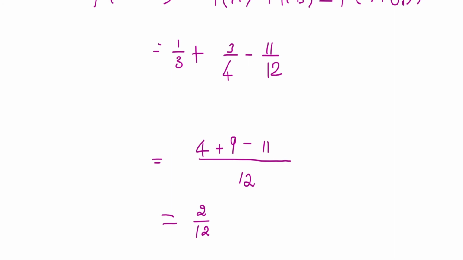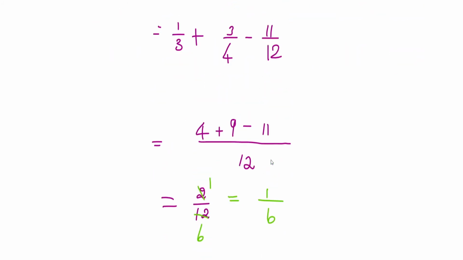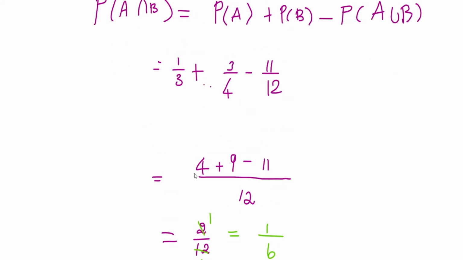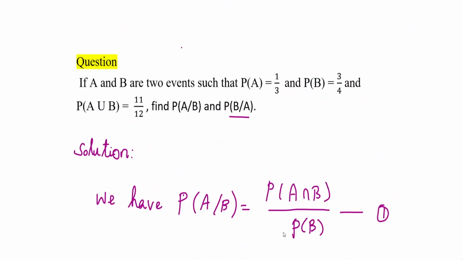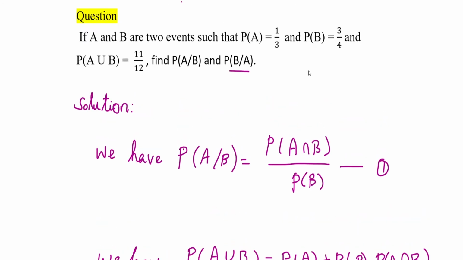Now simplifying this term, 2 divided by 12 is 1 by 6, since 1 into 2 is 2 and 6 into 2 is 12. So this is the value of P(A ∩ B). Now substitute this value of P(A ∩ B) in equation number 1. By 1 we know that P(A|B) = P(A ∩ B) / P(B). P(A ∩ B) is 1/6 and P(B), which is given in the question, is 3/4.